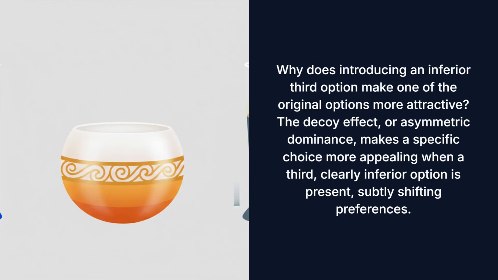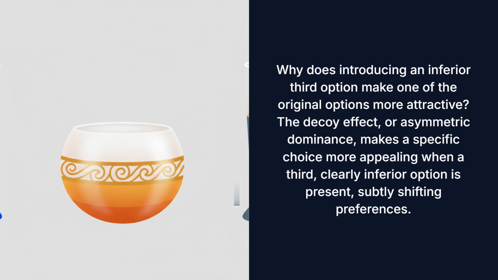15th, why does introducing an inferior third option make one of the original options more attractive? The decoy effect, or asymmetric dominance, makes a specific choice more appealing when a third, clearly inferior option is present, subtly shifting preferences. The decoy effect occurs when consumers change their preference between two options after a third, asymmetrically dominated option is introduced.